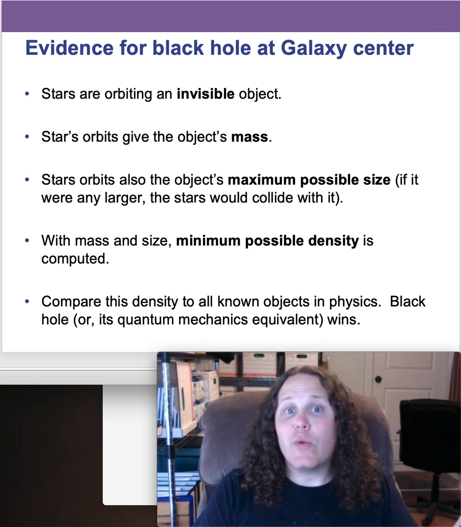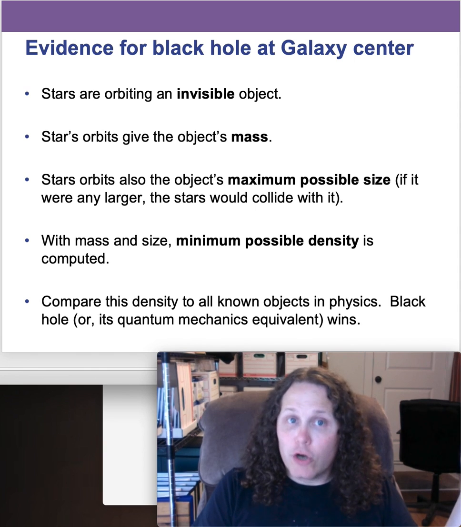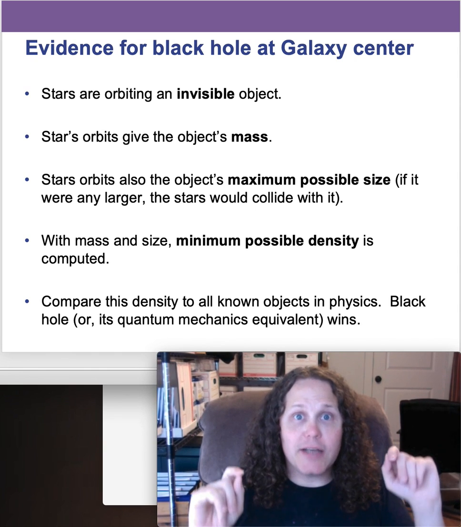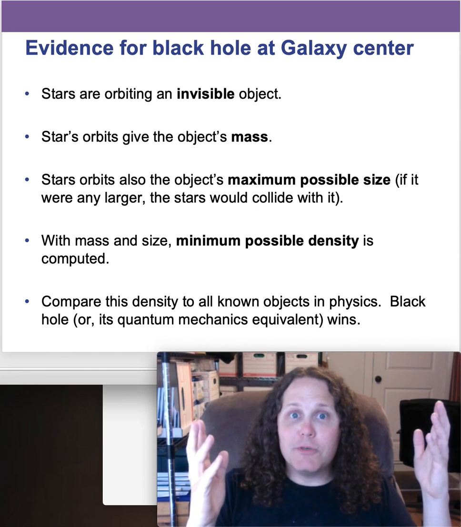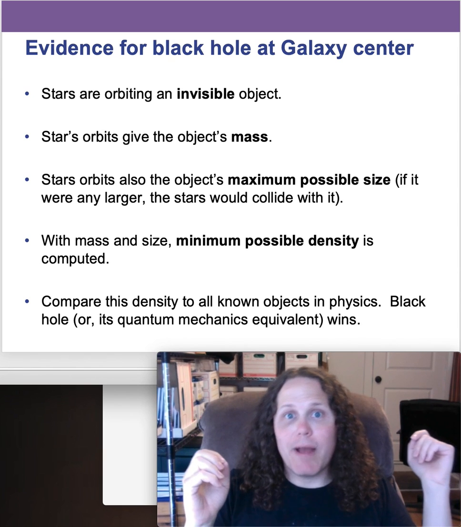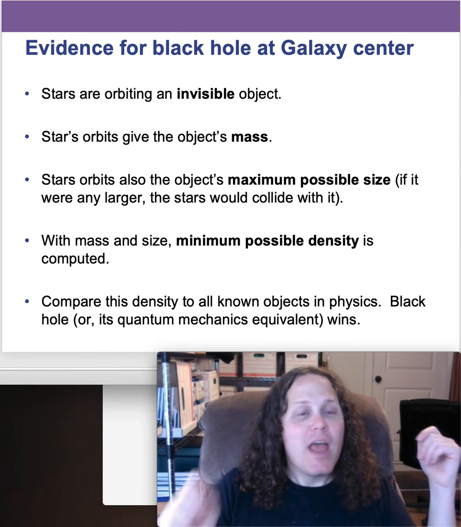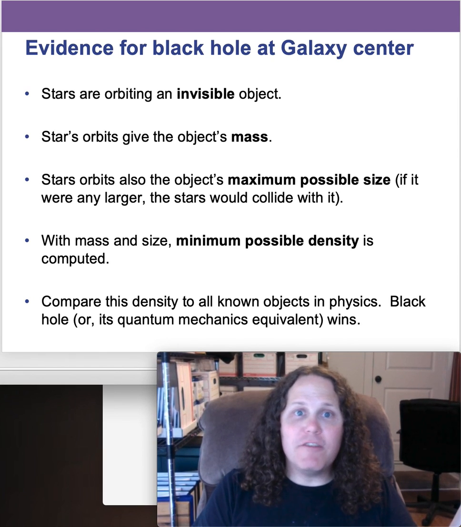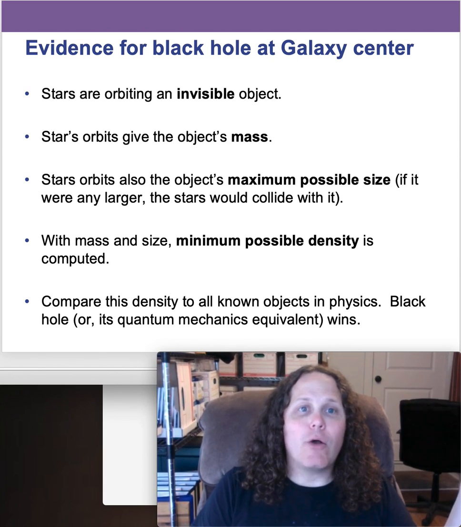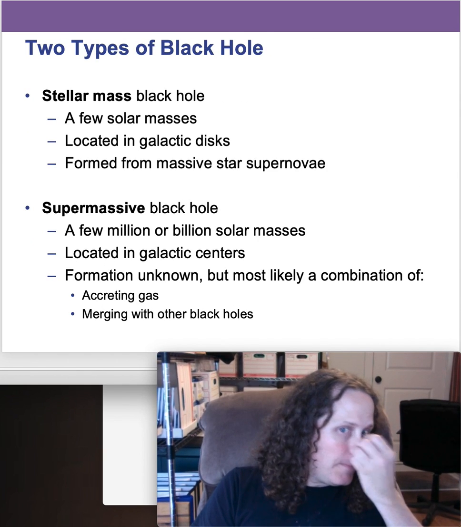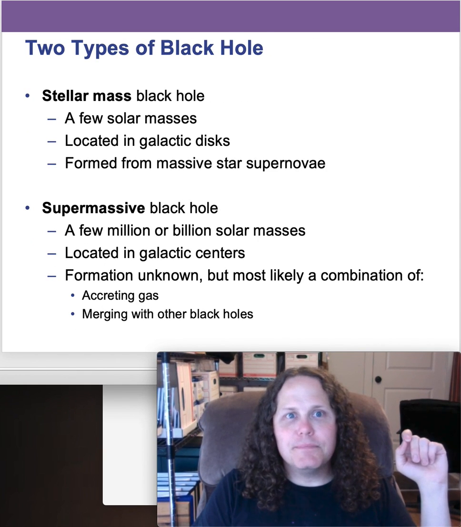But again, how do we know it's a black hole? Stars are orbiting an invisible object. Their orbits tell us the object's mass, 4 million solar masses. We know it's compact, otherwise stars would crash into it. The only physical object we know of that fits that data is a black hole. Now, don't touch your face.